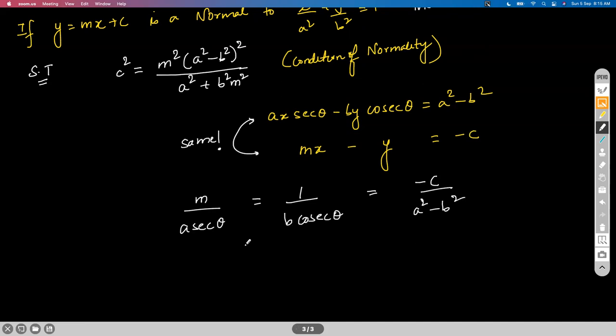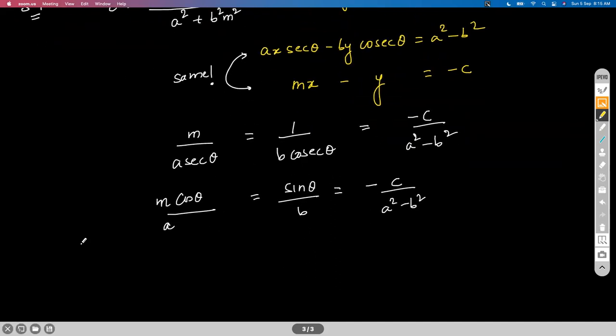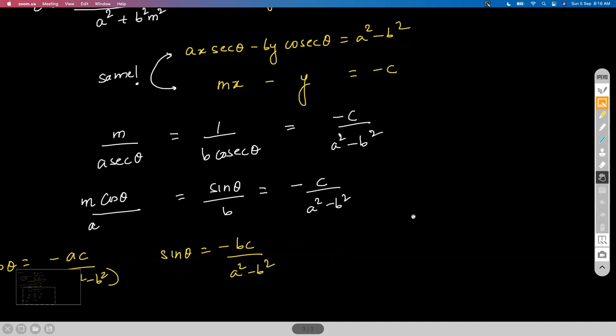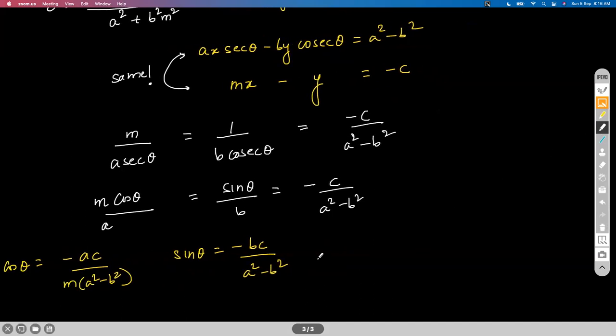Okay, so from here you end up getting cos theta times m by a, sin theta by b, is equal to negative c by a square minus b square. Correct. So from here, cos theta is going to be negative a c by m times a square minus b square, and sin theta is negative b c by a square minus b square. Correct. Now we know our famous Pythagorean identity that cos square theta plus sin square theta is going to be 1. So let us use that.